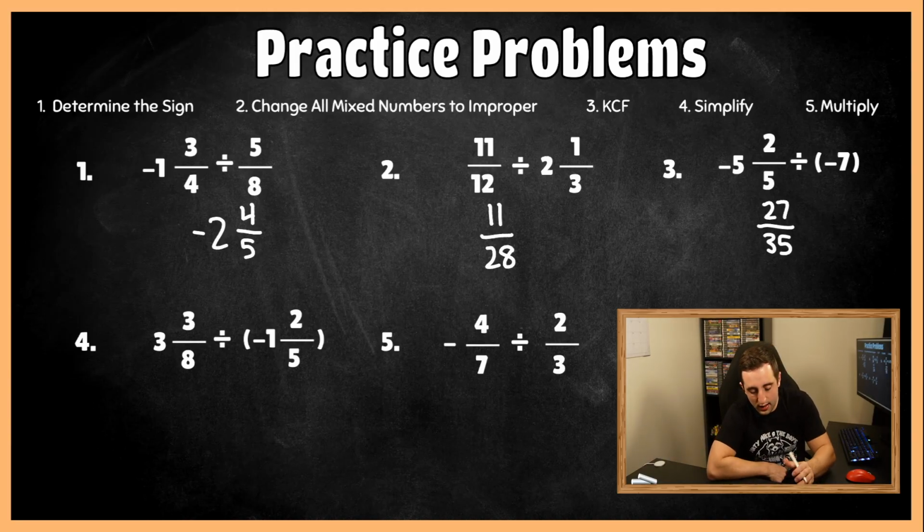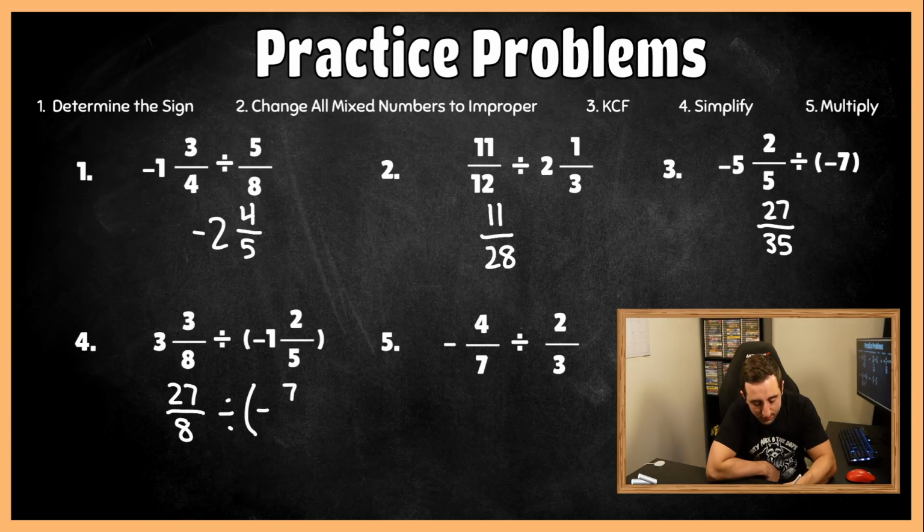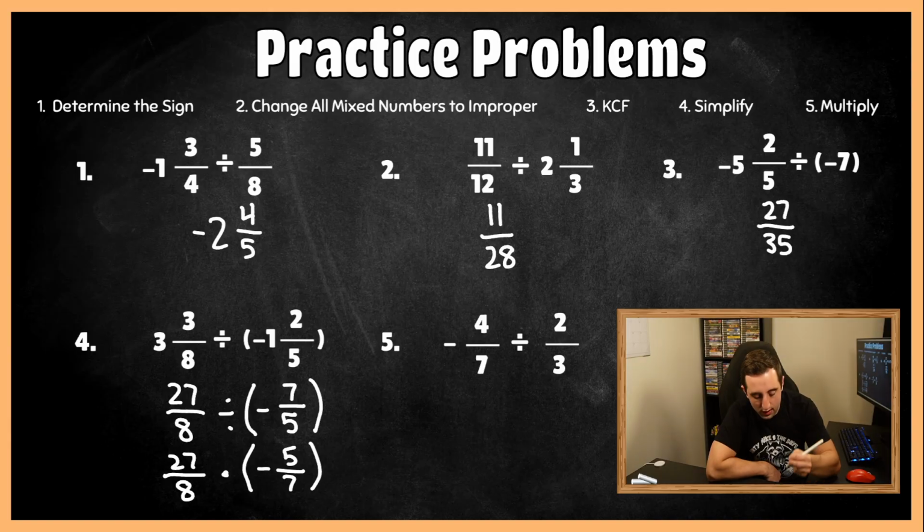So different signs. Final answer is going to be negative for number 4. We have 2 mixed numbers that need converted to improper fractions. So you should have gotten 27/8 divided by -7/5. Then you can utilize keep, change, flip. So 27/8, change division to multiplying, and then flip it so it's -5/7. It would be nice if you can simplify here, however you can't, so the only choice that you can do here is multiply your numerators and denominators together.